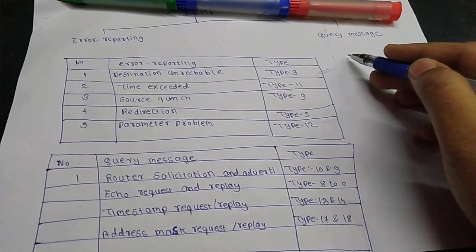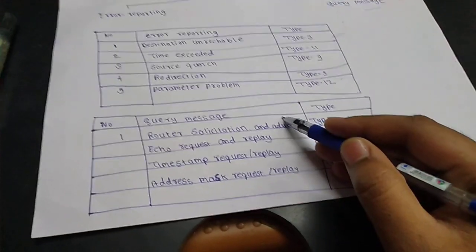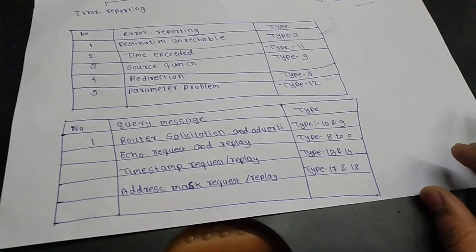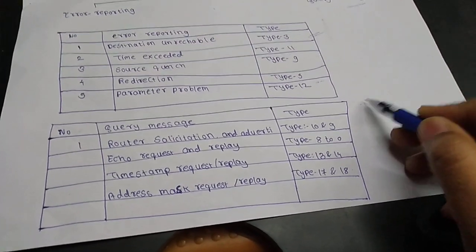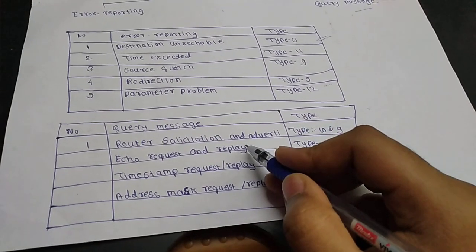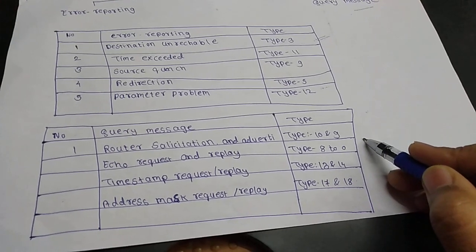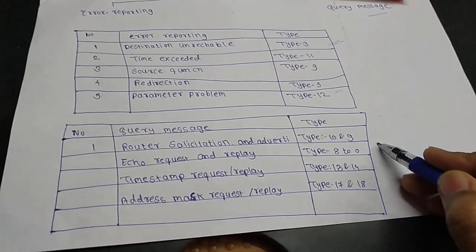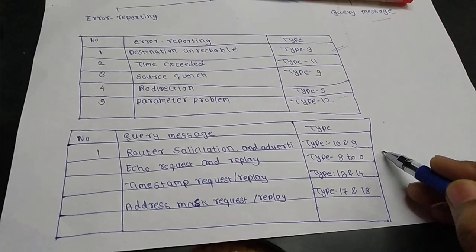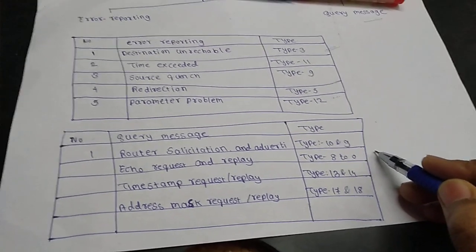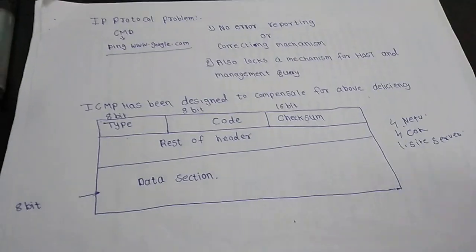Let's move on to the query messages. First is router solicitation and advertisement, type 10 and type 9. Then echo request and reply, type 8 and type 0. Timestamp request and reply, type 13 and type 14. Address mask request and reply involve type 17 and type 18.